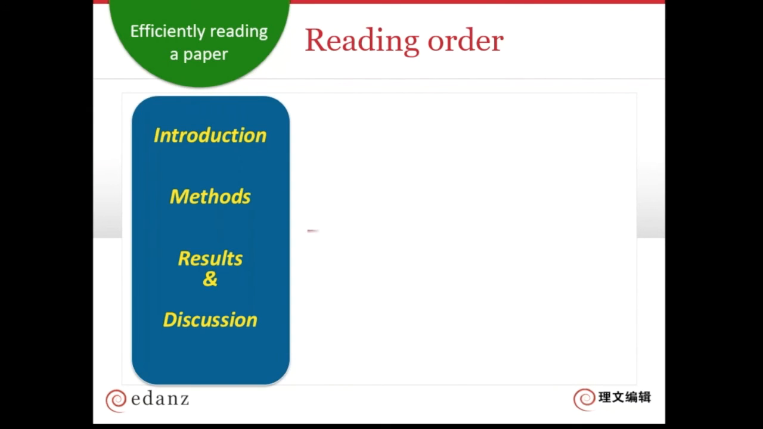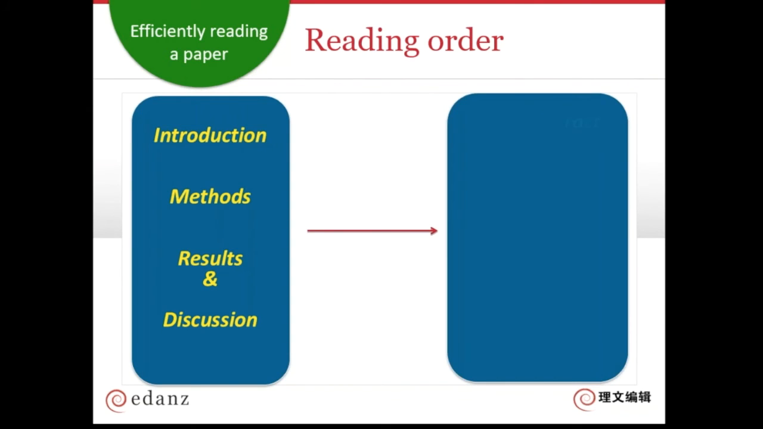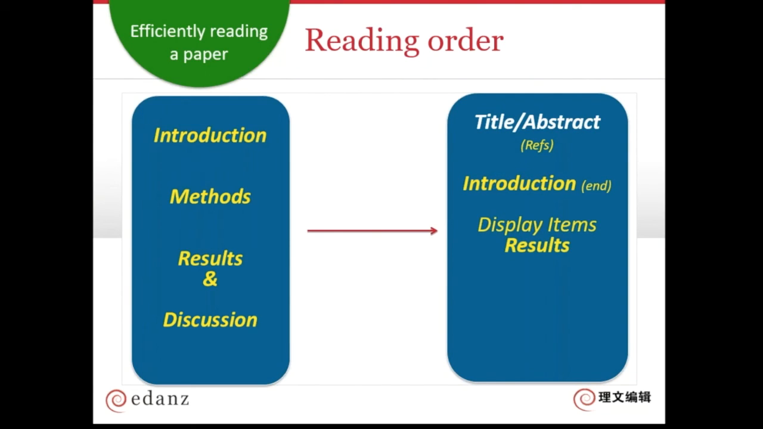So here's IMRaD, but when you read the first time, look at the title and abstract, and then some people look at the references to see if they're relevant and recent. Then look at the end of the introduction, look at the illustrations and results, and then many people look at the methods to see if the design is a good one. I know some editors that look at methods first. And then the end of the discussion is the conclusion.